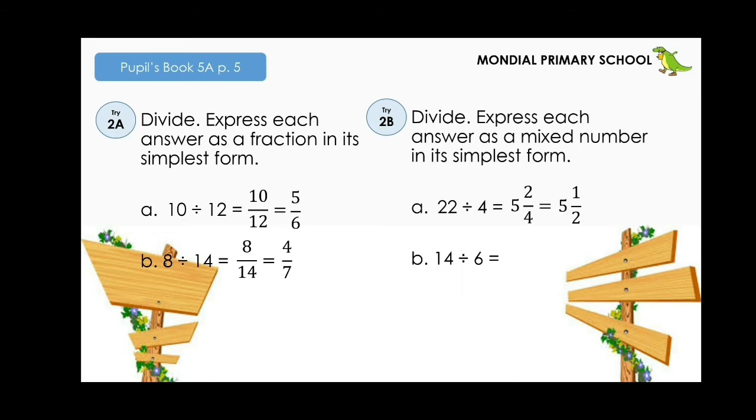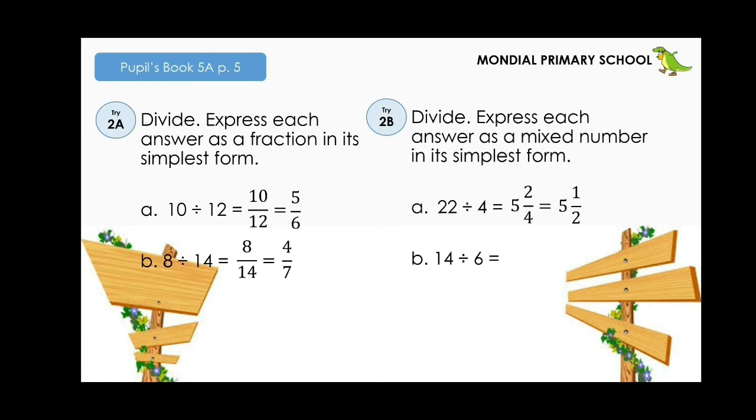You can pause this video and do it by yourself. Done? Okay, let's check your answer. 14 divided by 6 is equal to 2 1 out of 3. Good job. But how can we get the answer? Let's see. 14 divided by 6 equals 2 and there's a remainder of 2.